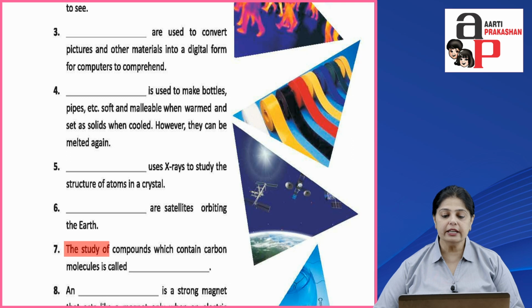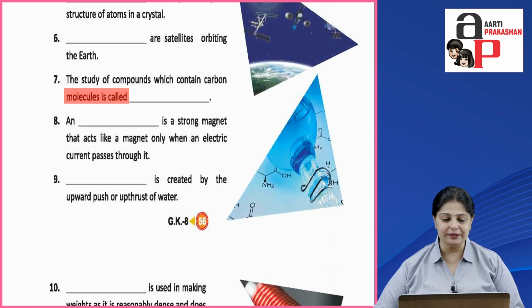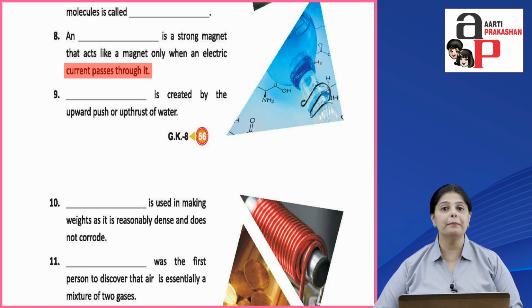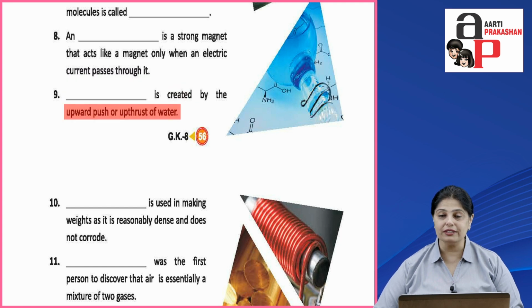Okay. The study of compounds which contain carbon molecules is called organic chemistry. And dash is a strong magnet that acts like a magnet only when an electric current passes through it. What is it? It is known as the electromagnet. It requires an electrical current to show its effect. Alright. Dash is created by the upward push or upthrust of water. It is known as the buoyancy.